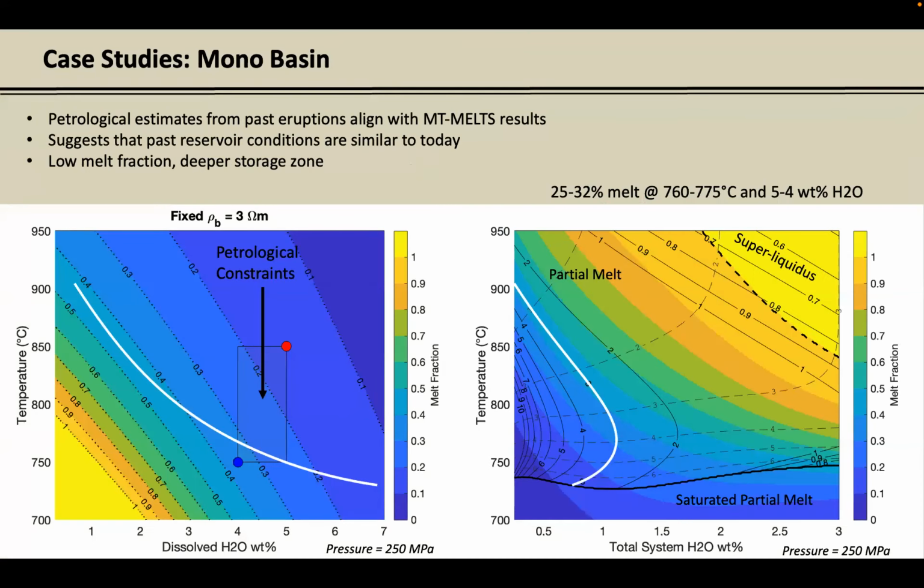So we can plot those petrological constraints on top of this parameter space and show that this MT melts line, which is what I'm calling this thermodynamically constrained line, passes right through the petrological constraints from the erupted lavas. The interpretation is that past reservoir conditions, as recorded by these erupted lavas, are similar to conditions today measured from the MT. And this suggests that the magma reservoir below Mono Basin is a low melt fraction, about 25 to 30% melt, deeper storage zone, which is relatively stable.